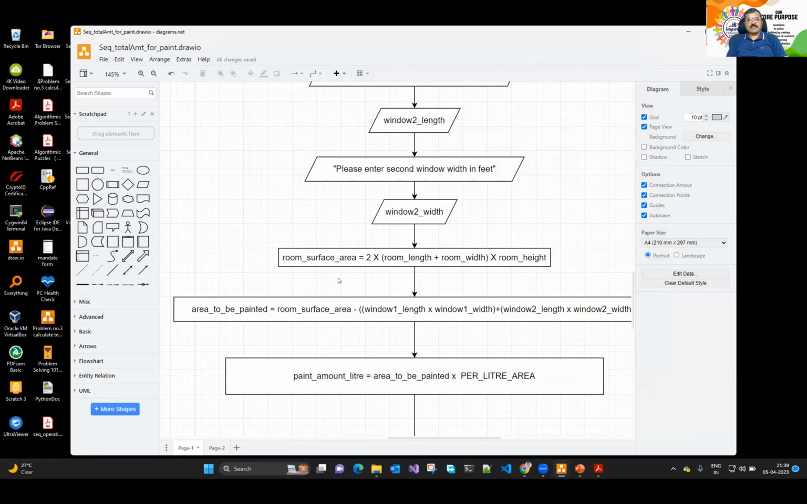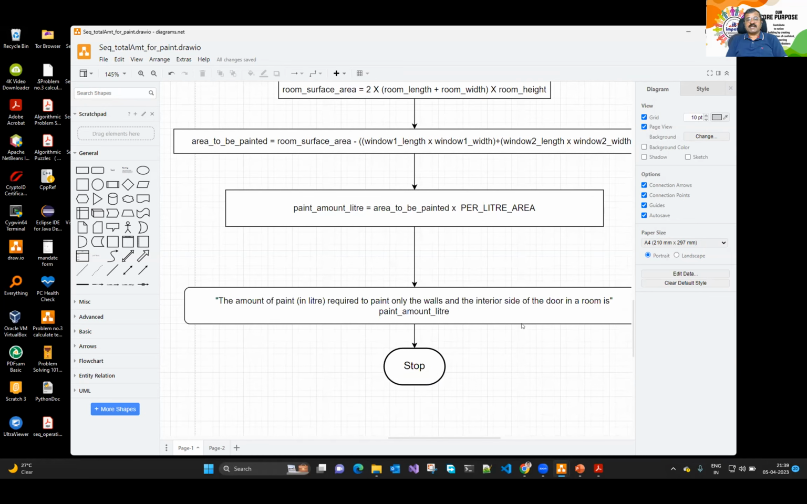If you have something else, let me know. So we have calculated the room surface area. Now the area to be painted. For us to know the area to be painted, we'll have to subtract from the room surface area the area of the windows. So it says window 1 length into window 1 width, window 2 length into window 2 width. That will give the surface area to subtract. And then she's multiplying with the liters required per area, and then she gets the answer.